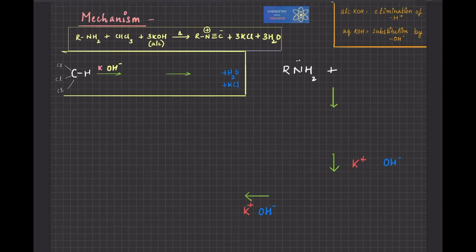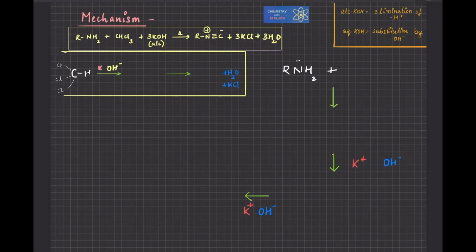Now let us look at the reaction once again. One molecule of primary amine is reacted with chloroform in presence of alcoholic KOH and heated to give one molecule of isocyanide, 3 molecules of KCl and 3 molecules of water.